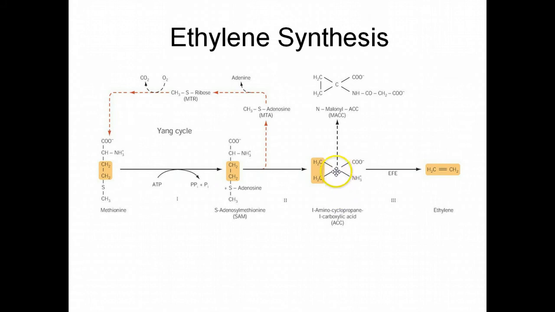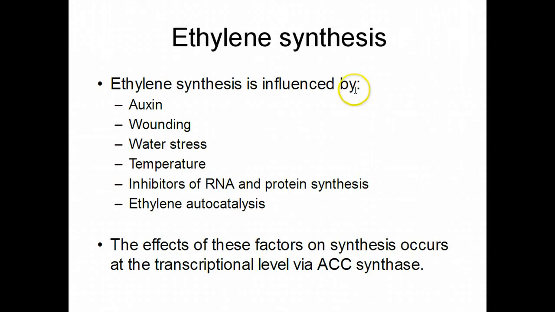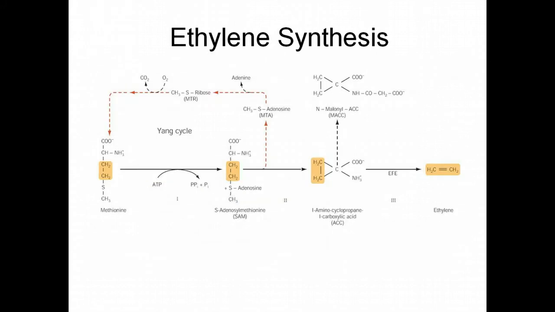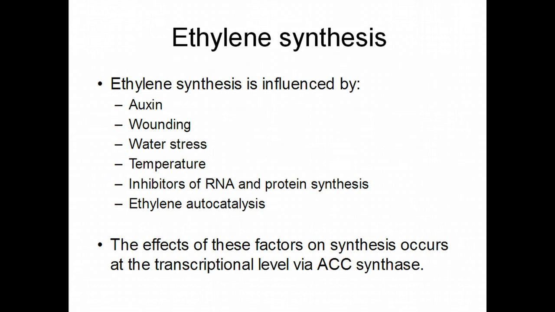And we'll talk about today or the next time, there's a lot of work trying to control this ACC oxidase. We want to control it before it gets to the production of ethylene. Again, ethylene is induced by auxin, by, like I said, wounding stresses, and ethylene is produced by ethylene. And almost everything is at the level of this ACC synthase. That's why everyone is so interested in that particular step.